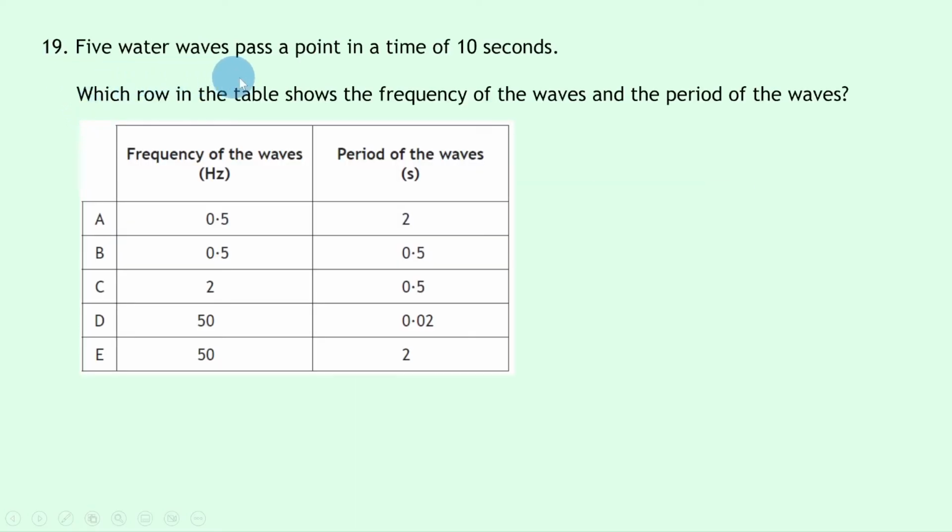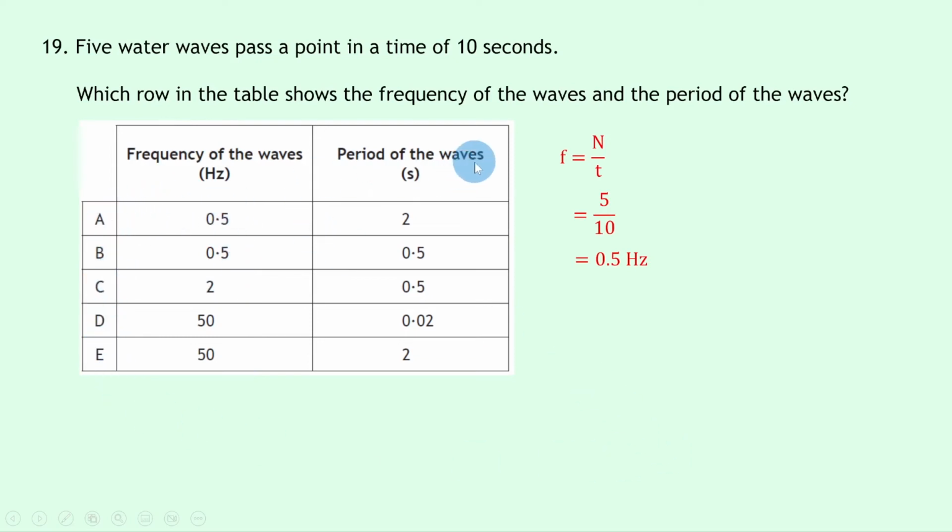Question 19 says 5 water waves pass a point in a time of 10 seconds. Which row in the table shows the frequency of the waves and the period of the waves? Well, because we have the number of waves here, 5, and the time of 10 seconds, we can use our equation relating frequency, number of waves, and time first of all. So we have f equals N over t. Substituting in the numbers, we have 5 divided by 10, which gives us 0.5 Hz for the frequency. So that's going to be options A and B here, and we can rule out C, D, and E.